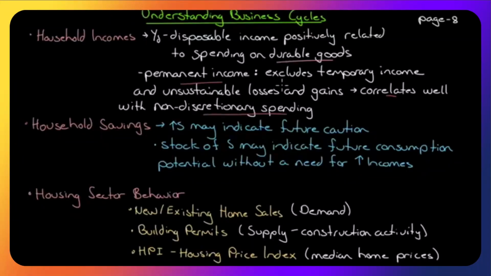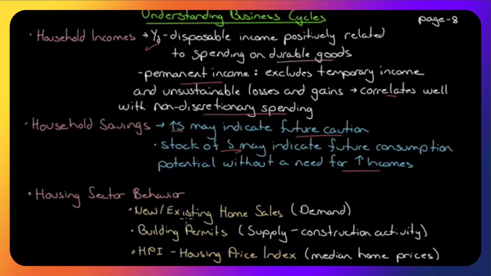This correlates well with non-discretionary spending. Not really a big thing that's watched. Disposable incomes are the big number, only because, listen, even if somebody has temporary income, it's available for spending. That's the big point. It's available for spending. Household savings: an increase in the savings rate may indicate future caution, but the stock of savings may indicate future consumption potential without the need for an increase in income. Let's move on to the housing sector.